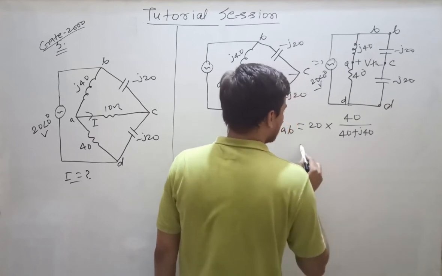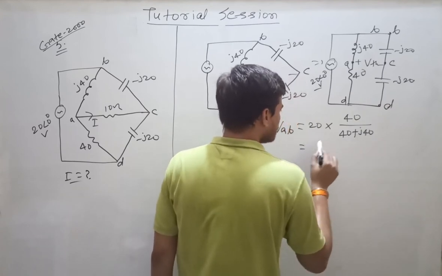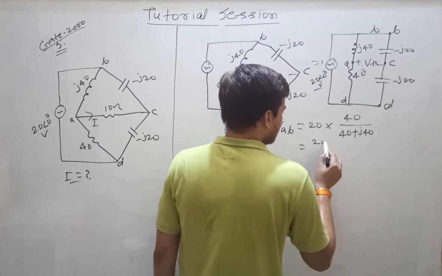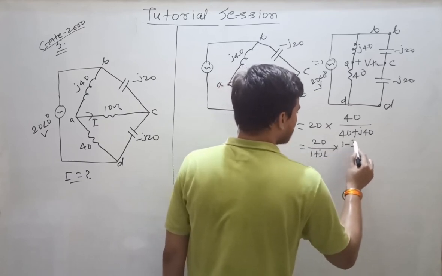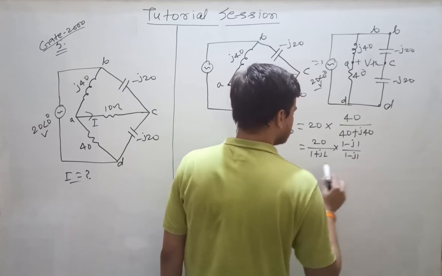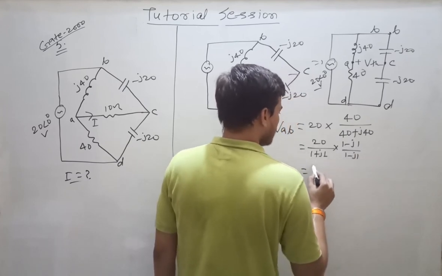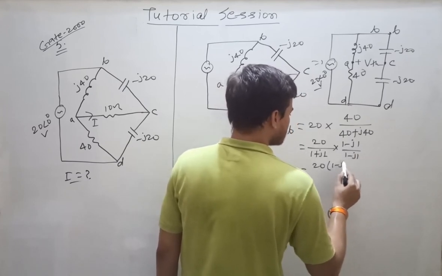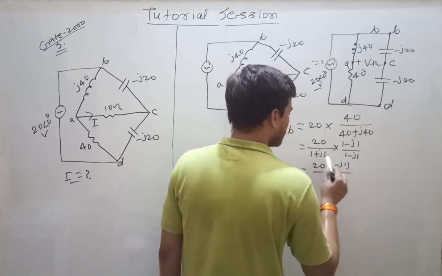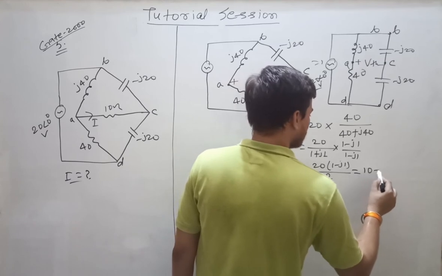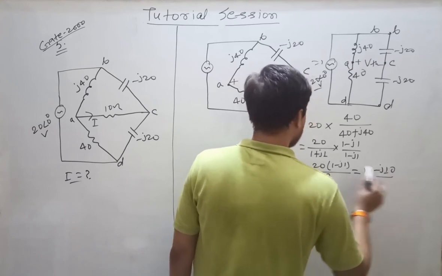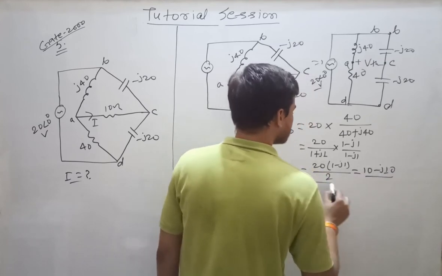j40. From here it will be equal to 20 divided by 1 plus j1. So you can write 1 minus j1 divided by 1 minus j1. So here it will be 20 into 1 minus j1 divided by 1 square plus 1 square, 2. So from here it will be 10 minus j10. The value of VAD is 10 minus j10.